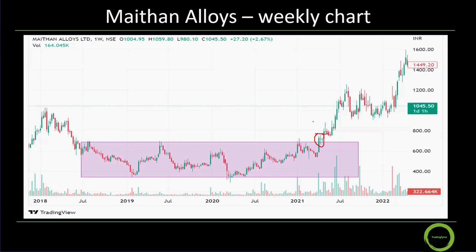And then you see that Methane Alloys made a very good rally, and over here I squared it off at around 1450. So you see this was around 100% return which I got through this trade. And so I call this trade the golden trade on breakouts.